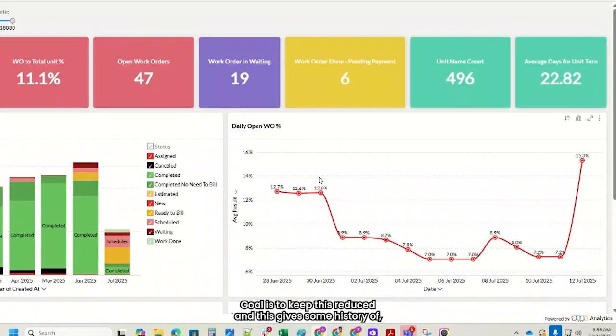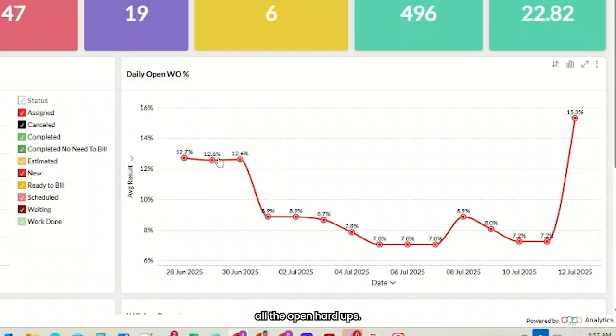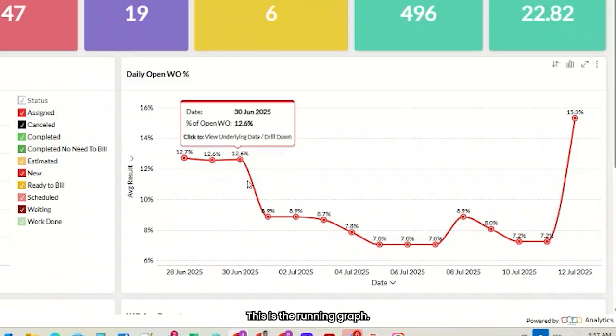And this gives a history of all the open work orders. On average, how many days does it take? For example, today it is 15.38. This is the running graph.